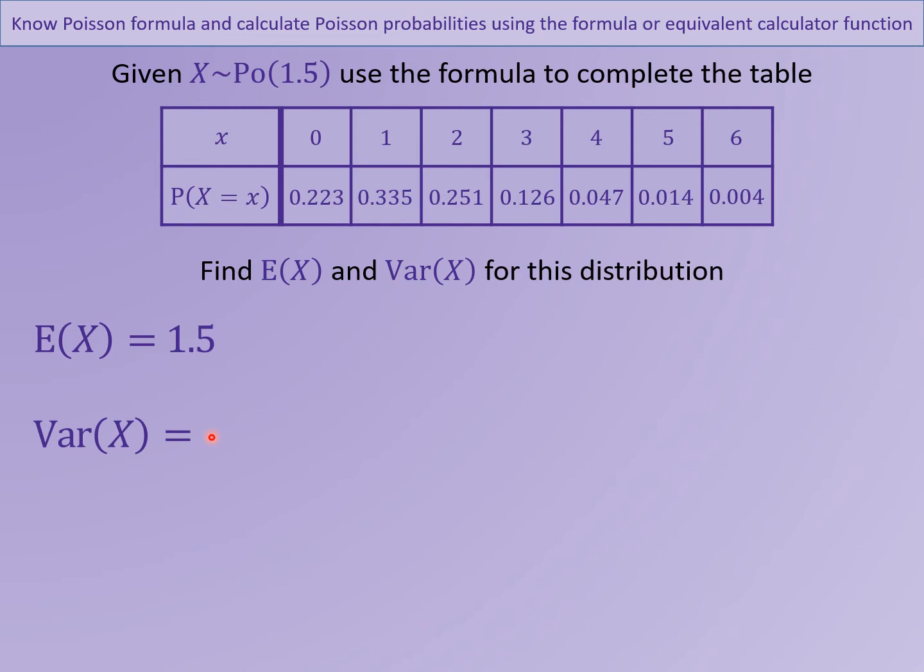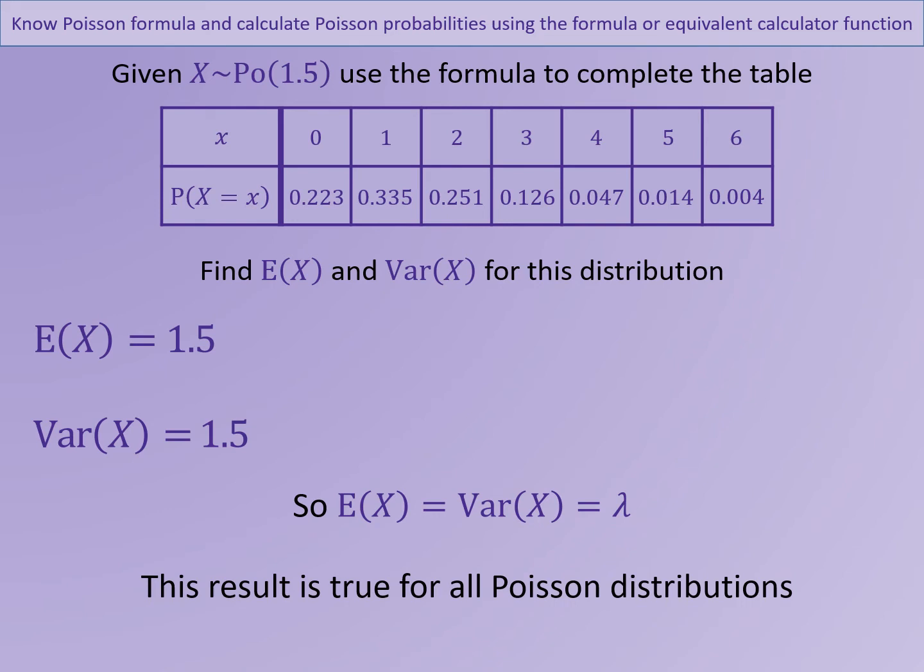We can then calculate the variance using the variance formula. Again, we have the expected value of X squared, squaring each of the x values and multiplying by the probability, minus the expected value of X all squared. This again comes out as 1.5. So the expected value of X and the variance of X are both lambda in a Poisson distribution. This result is true for all Poisson distributions.